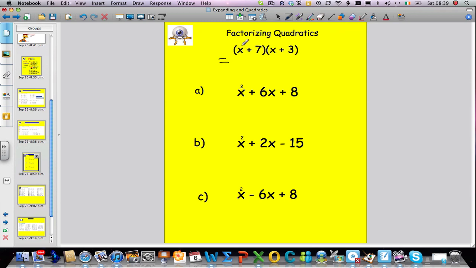So we did the first terms, so x times x is x squared. Then we do the outside term, so x plus 3 gives me 3x. I'm multiplying these together, by the way. Then we do the inside term, so 7 times x gives me plus 7x. And then we do the last terms, which is 7 times 3, which gives me 21. And when we simplify that even further, we end up with x squared plus 10x plus 21. Okay, so we expanded two brackets and we ended up with a quadratic.